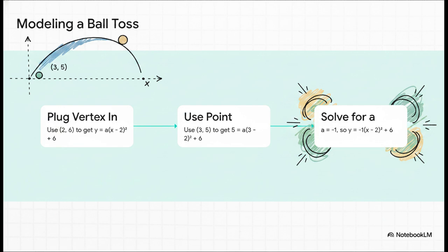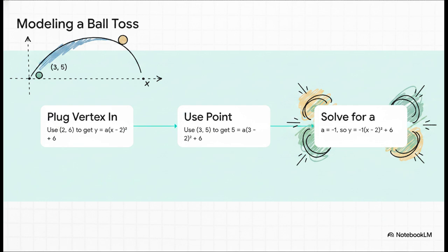So we get y equals a times the quantity x minus 2 squared plus 6. Step 2, we need to find that missing a value, right? So we plug in our other point, replacing the x and the y. Now we're looking at 5 equals a times the quantity 3 minus 2 squared plus 6.